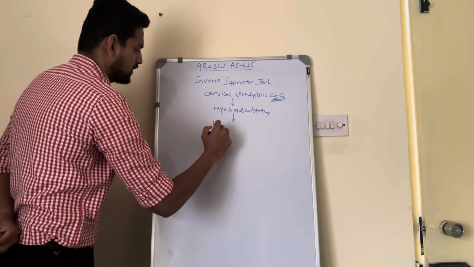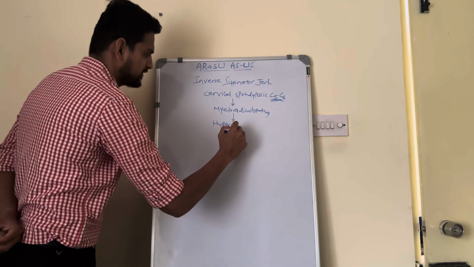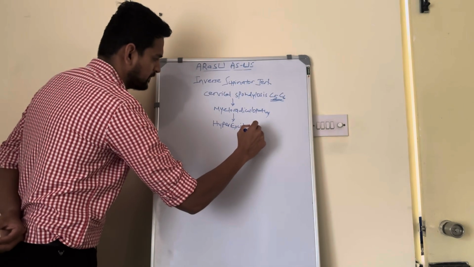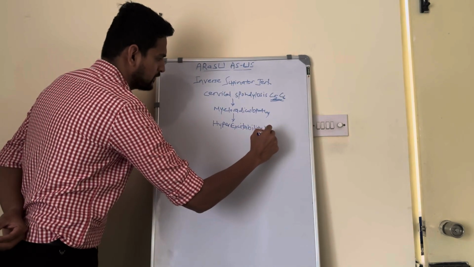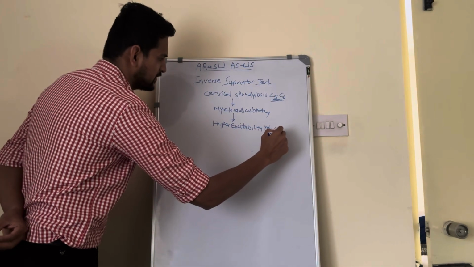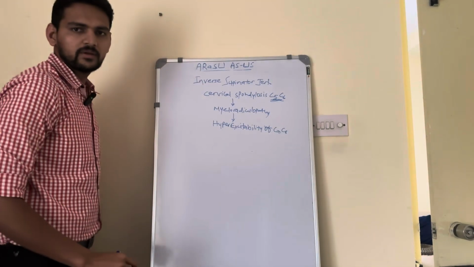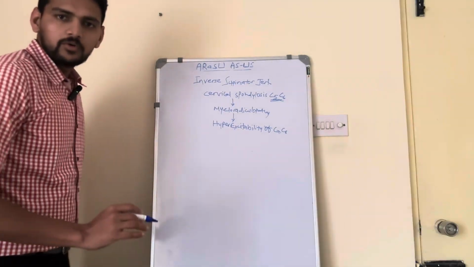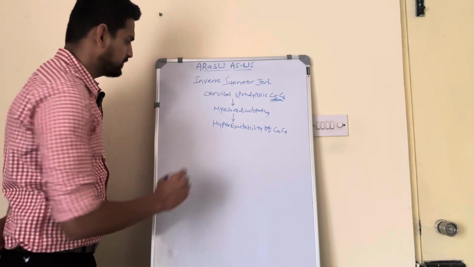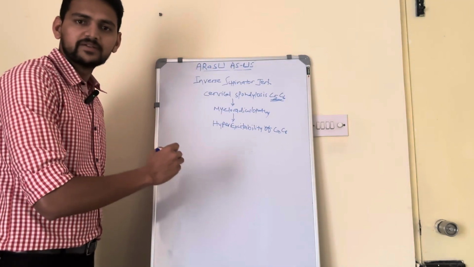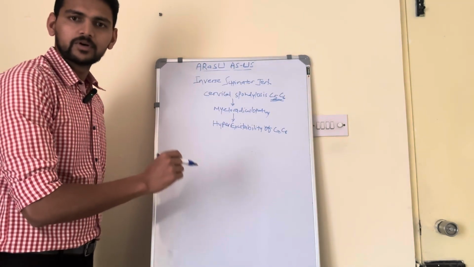So hyperexcitability of C7, C8 we can consider. Now when we are doing the supinator jerk, that is flexed elbow and semi-pronated forearm, we are giving a tap over the styloid process.